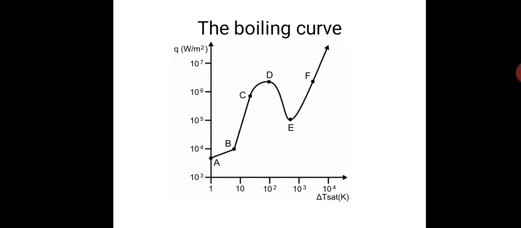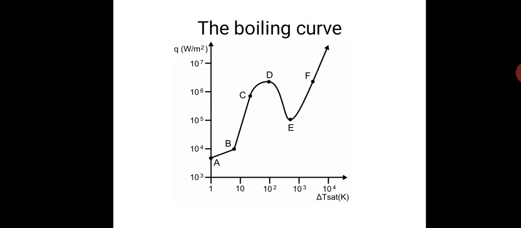Next is the boiling curve, which shows the boiling regimes, otherwise boiling regions. You can see a plot of Q, that is the heat flux in watt per meter square, versus the excess temperature difference. This plot is known as the boiling curve.